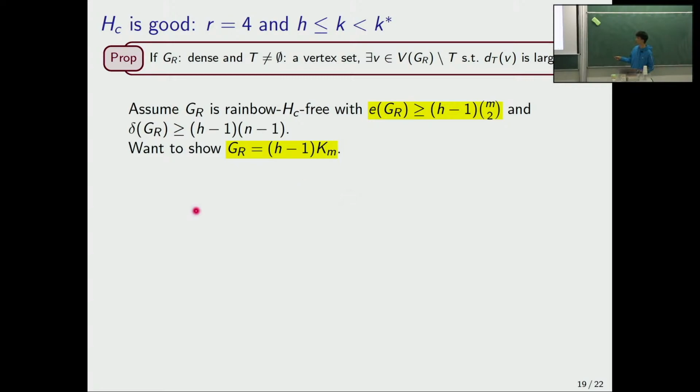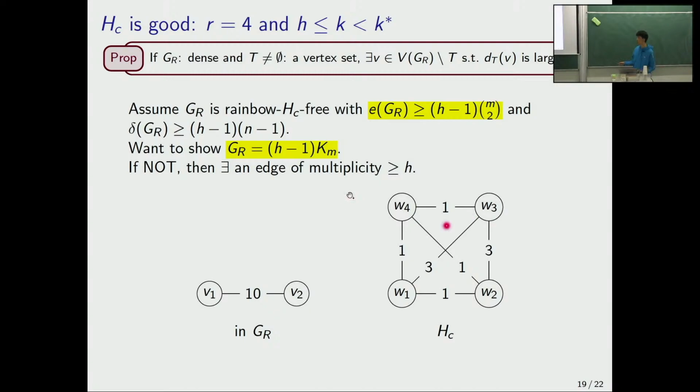So here is the simple interpretation of the proposition. And what I'll show is, assuming R is 4, that HC is good, and there are two cases depending on the number of colors. Here, the first case is when K is smaller than K star. Assume that GR is rainbow HC-free, and assume that the number of edges is larger than or equal to the desired extremal number. What we want to show is that GR should be exactly the desired extremal graph. And from this condition, we can assume that the minimum degree of GR is large enough.